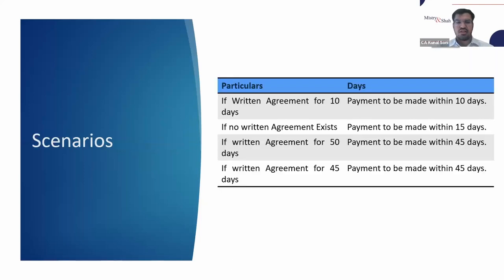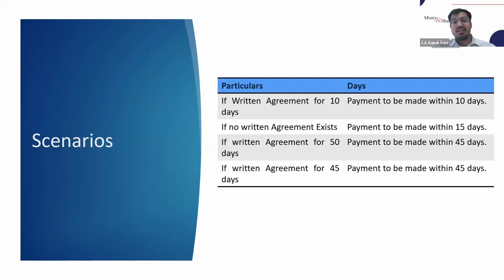So if we understand now, these are the scenarios that we have provided. Let's say if there is a written agreement for 10 days, then in that particular case payment is required to be done well within a time period of 10 days because there is a written agreement. Moving further, if no written agreement exists, then payment would be required to be made well within a time period of 15 days from the date of delivery of the goods or rendering of the services.